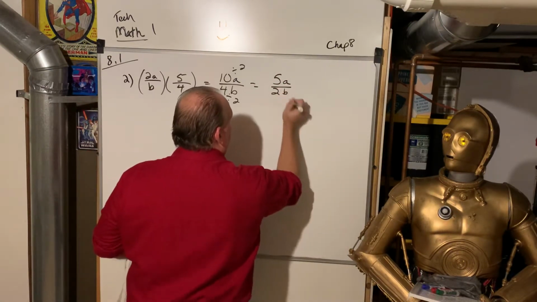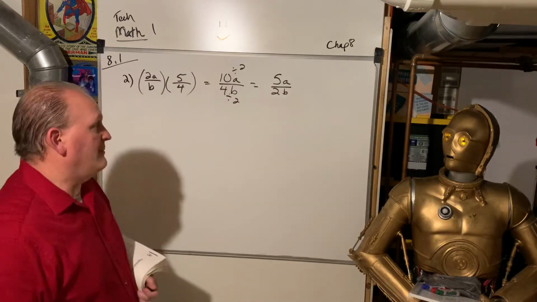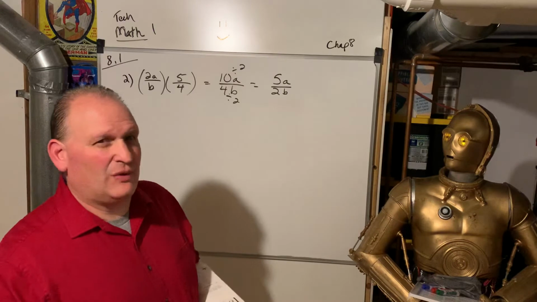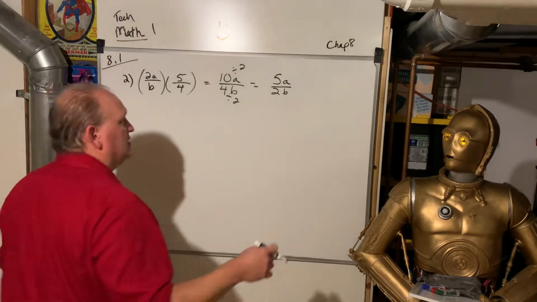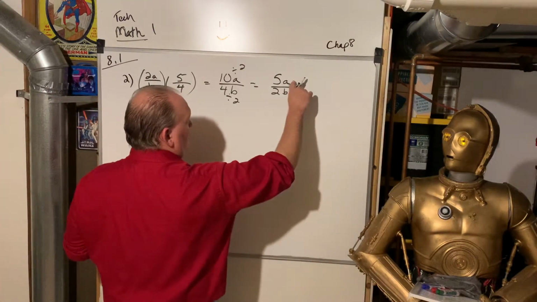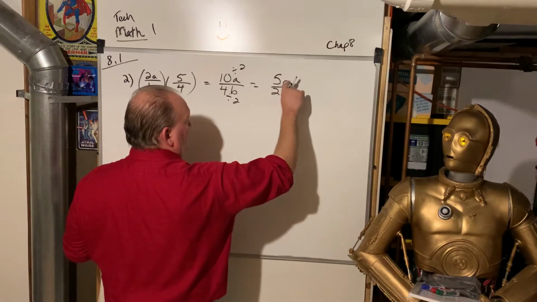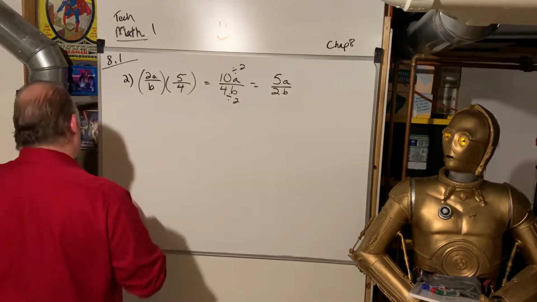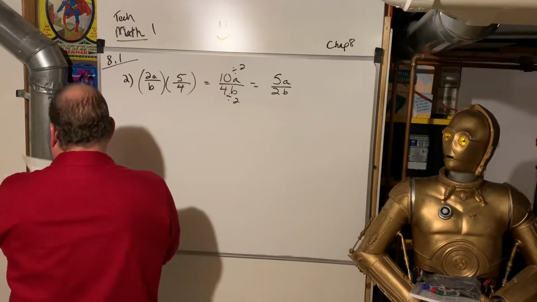In this case, because there are variables on them, you do not want to write them as a mixed number. You don't want to have 2.5 because that would have to be all on the a. It would have to be like 2.5a over 1b. So just leave it improper. It's much easier.